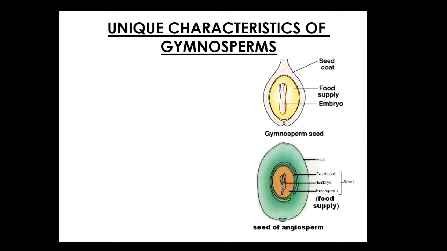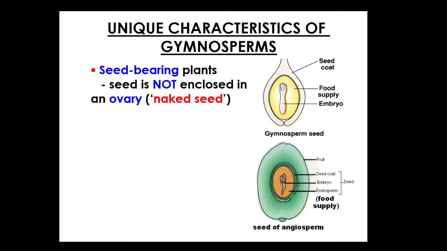What could be the unique characteristics of Gymnosperms? Well, first of all, they are seed-bearing plants. This is what sets them apart from pteridophytes. But their seed is not the same as the durians and the rambutans and everything else that you eat, which are angiosperms. Their seeds are not enclosed in an ovary. If you look at this diagram of the gymnosperm seed on the right, you have the embryo, a little bit of food supply for the embryo, and then immediately it is covered by a seed coat.